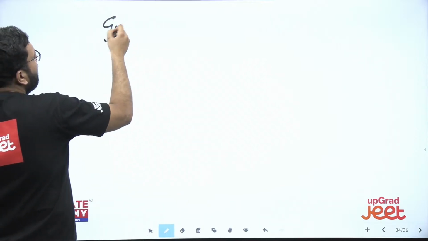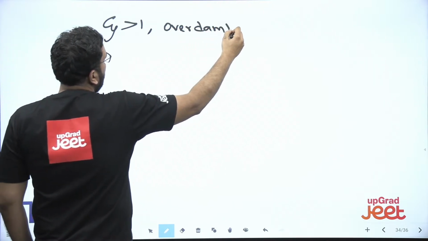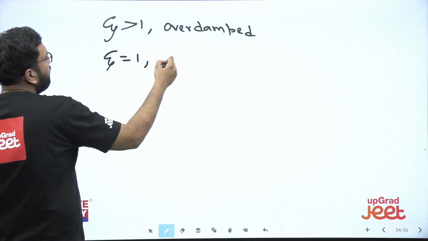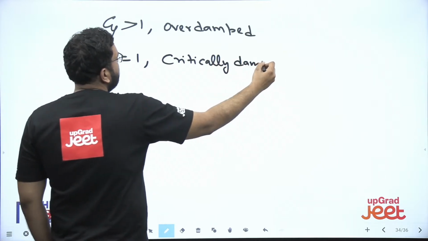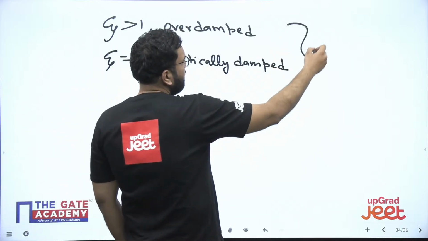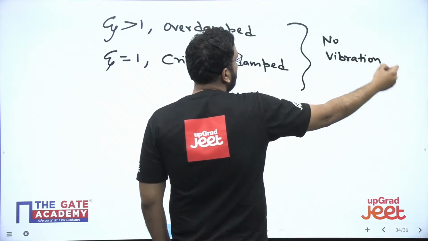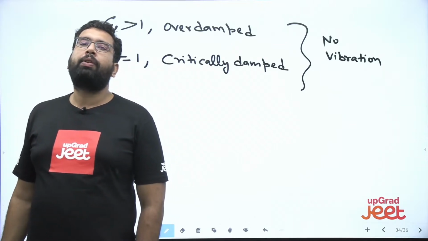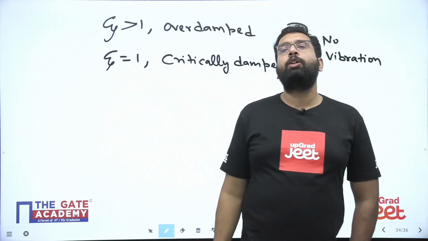So if zeta is greater than 1, it is what we call an overdamped system. And if zeta is equal to 1, that we call a critically damped system. In both cases, there will be no vibration. If the zeta value is greater than or equal to 1, that is, your system is critically damped or overdamped, we will have no vibration in the system.